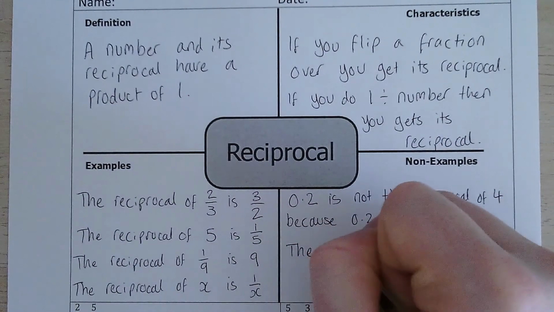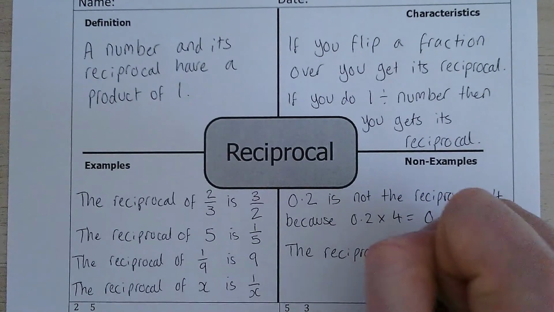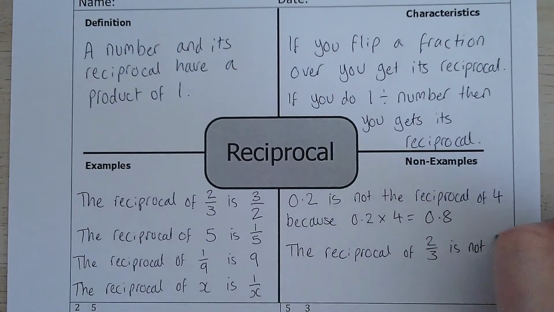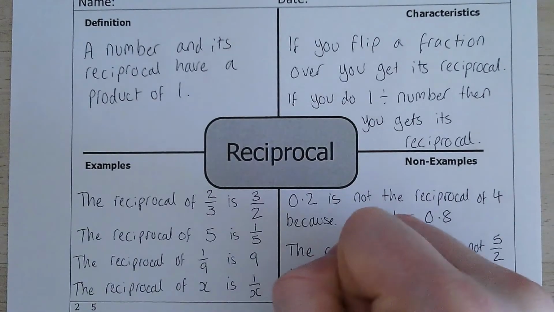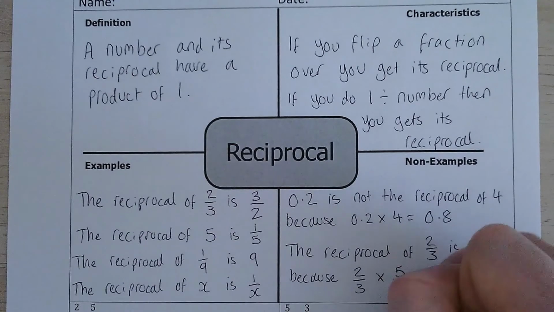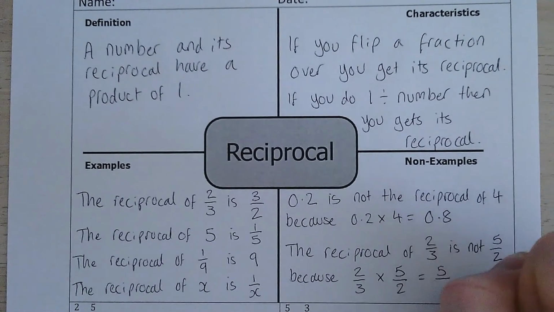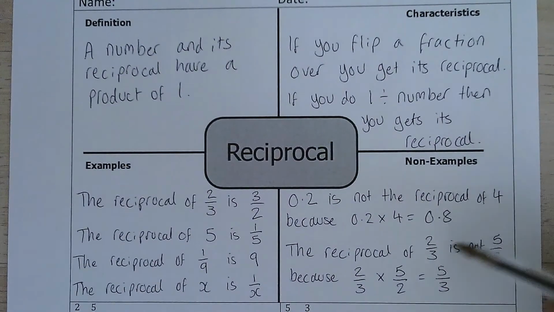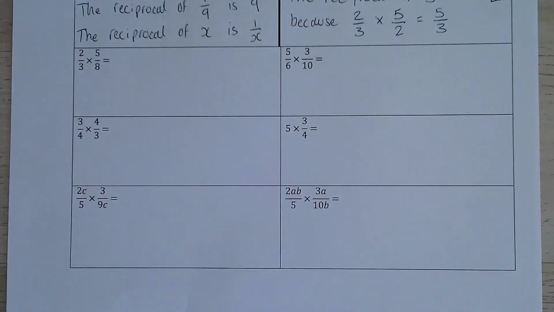The reciprocal of 2 over 3 is not 5 over 2 because 2 over 3 times 5 over 2 is 5 over 3. Because this is not 1, these are not the reciprocals of each other. And now on to today's questions.